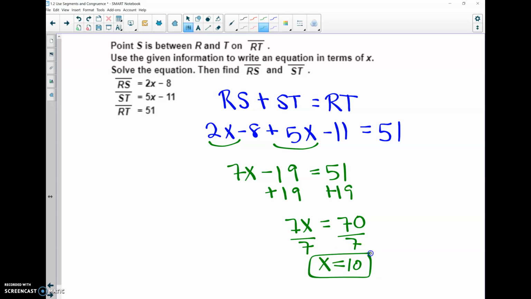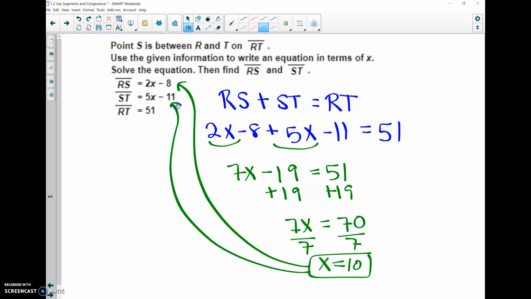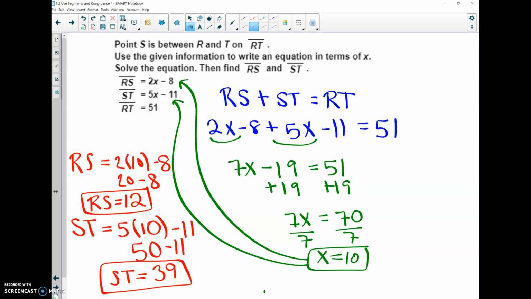X is just part of our equation, but that doesn't give us any information about what the lengths of RS and ST are until we plug back in 10 for X. So go ahead and take a minute and plug 10 in for X in both RS and ST equations to get those lengths. Over here on the left in red is what the lengths of RS and ST are. RS equals 12 by plugging in 10. 2 times 10 is 20, minus 8 is 12. And then ST, plugging in 10 for X, 5 times 10 is 50, minus 11 is 39.